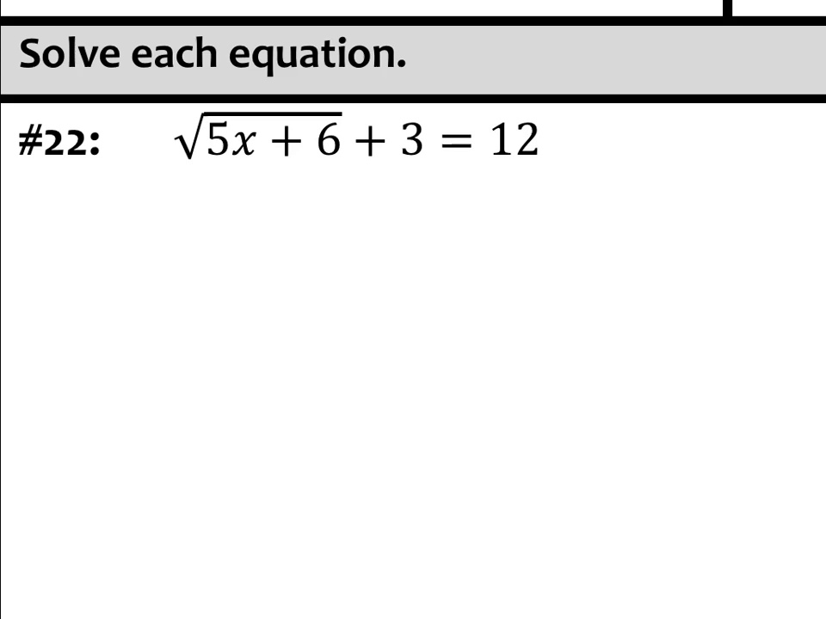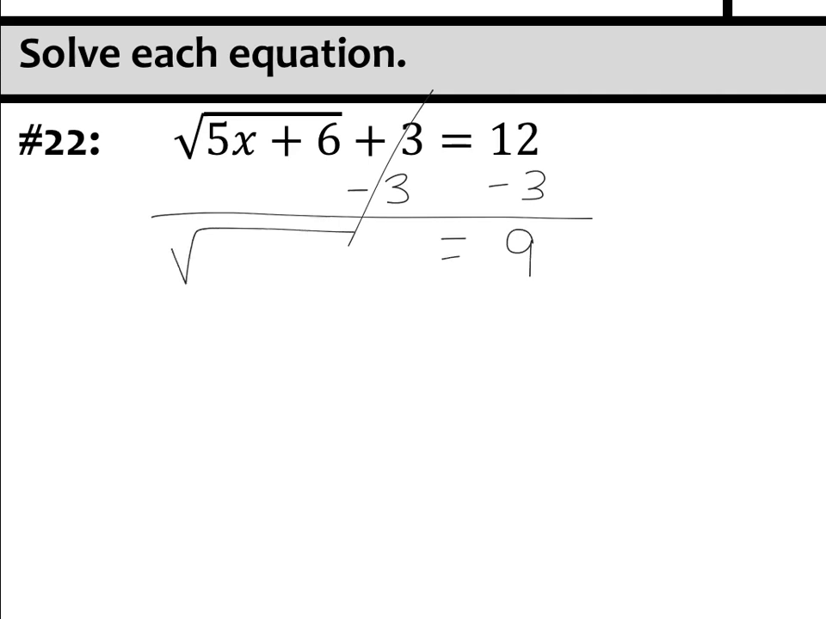First off, we want to get rid of that plus 3 that is on that side. So we're going to subtract 3 from both sides. These 3's cross out, and on the right side, we've got a 9. Left side, we still have square root of 5x plus 6.